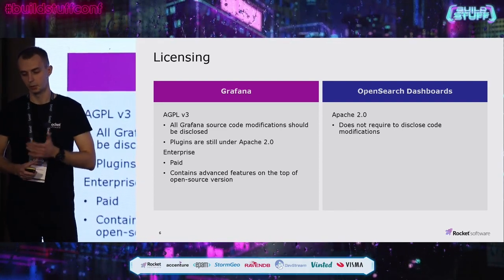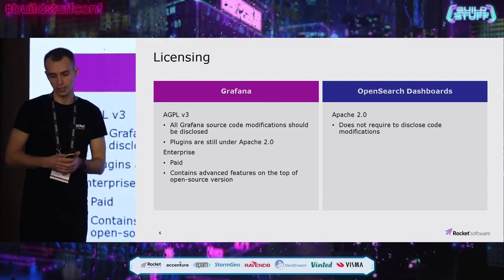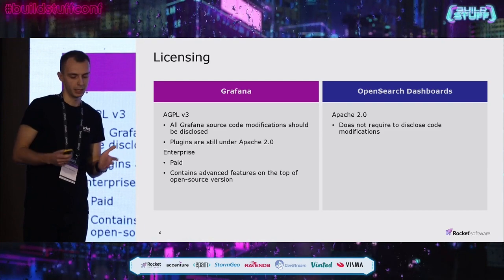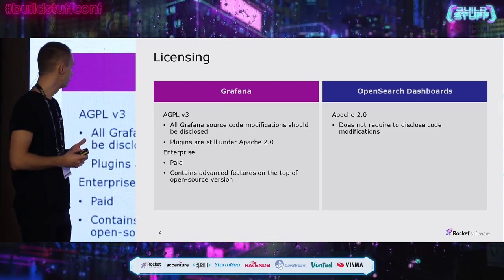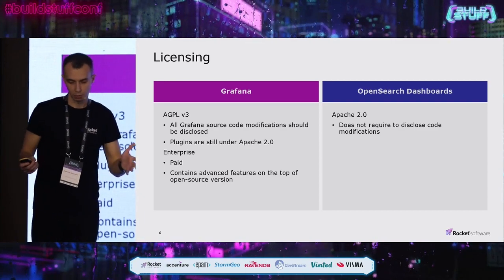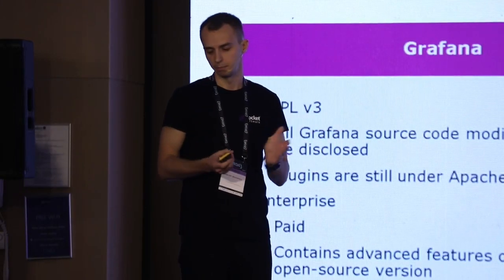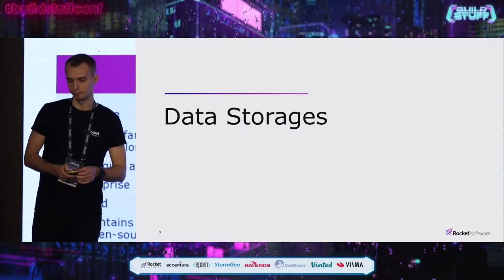But on the other side, Grafana has two different licenses, GPL-v3 and Enterprise. GPL-v3 is a strong copyleft license that requires all Grafana source code modifications to be disclosed. But this license does not affect plugins, so plugins are still under Apache 2.0. And another license is Enterprise, which is a paid one, and it contains all features from the open source version and some advanced features on top of it, like team sync, reporting, and many more. I will cover that later.